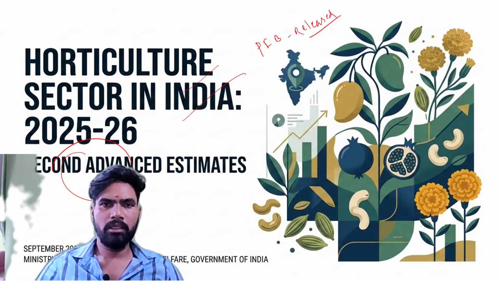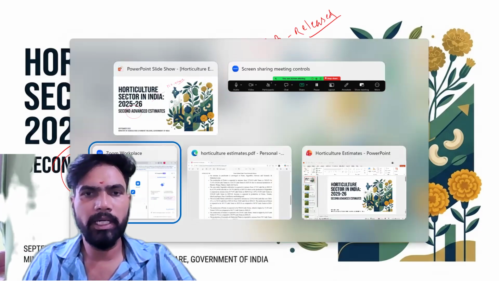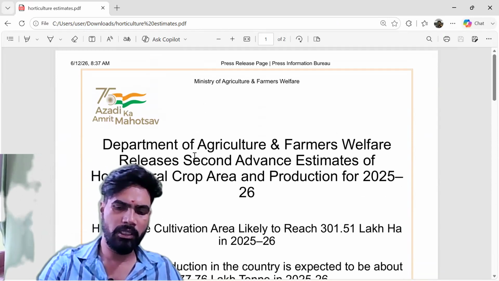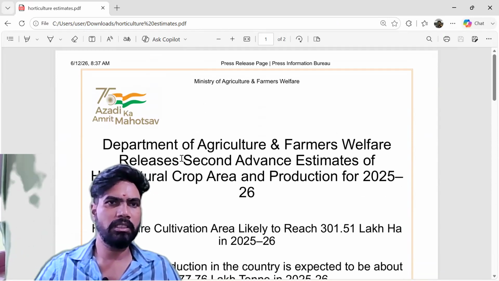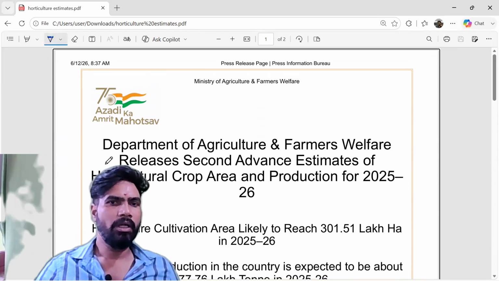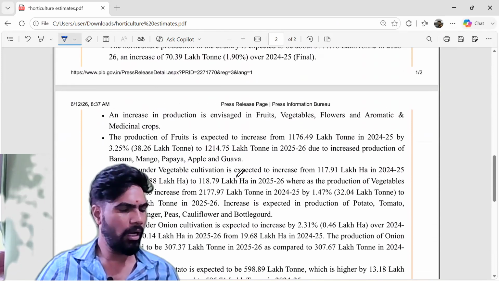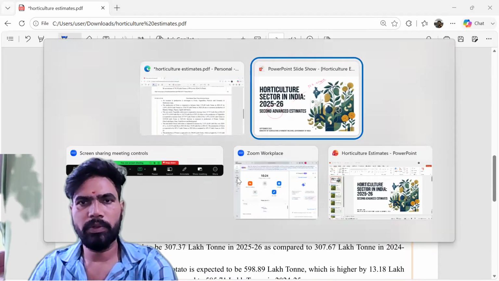Right. So the source for my discussion is this document. This important document has been released by the Ministry of Agriculture and Farmers Welfare, right? So based on this document, I'm going to present the data.